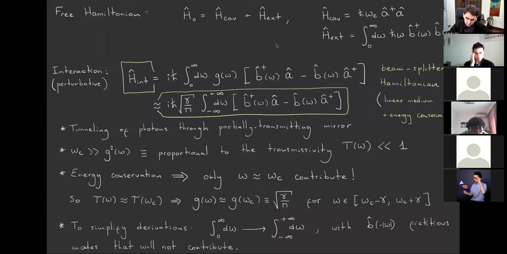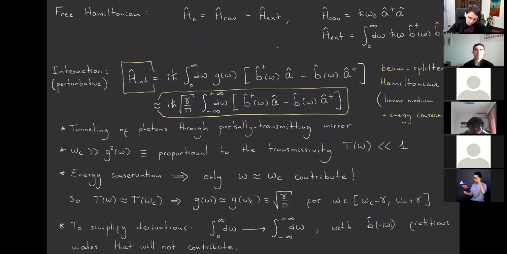And we were calling it just the square root of gamma over pi, and you will understand why I call it the square root of gamma over pi today. Then in the interval of frequencies from omega c minus gamma to omega c plus gamma, we can essentially make this approximation in which the coupling is flat. It doesn't depend on the frequency.